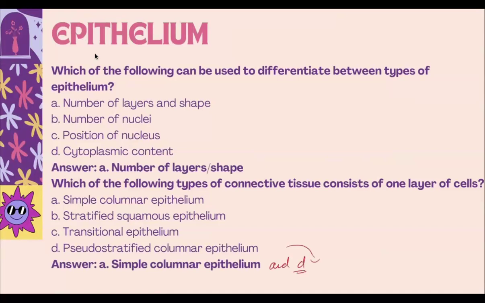Okay, so for the first question, which of the following can be used to differentiate between types of epithelium? Number of layers and shape, number of nuclei, position, cytoplasmic content. Obviously, you would use number of layers and shape, and this was a question that we did get.